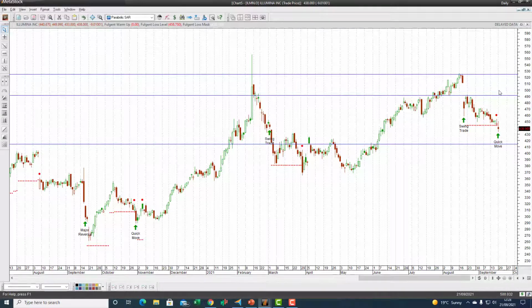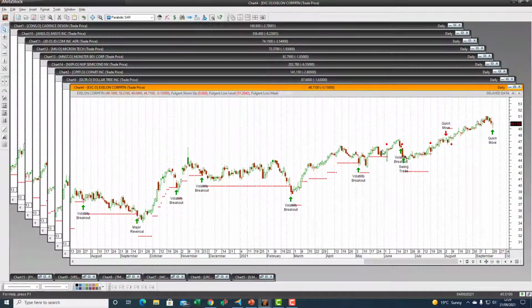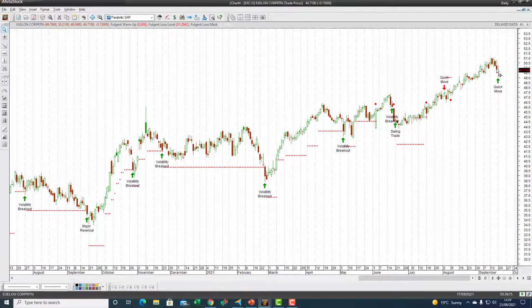But we can see we've had some really great trades on Illumina using the AI. Next up is Exelon Corporation. Quick move, a little bit extended up here. I would think it's quite a risky trade to take up here.